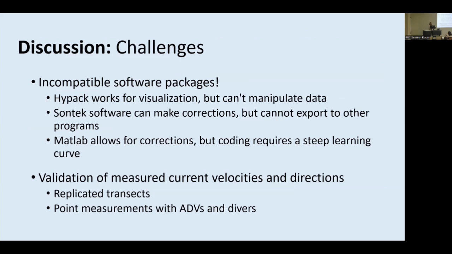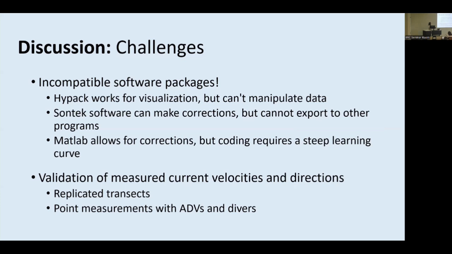On to my discussion, some of the challenges we've been facing so far. All of these softwares are incompatible with each other. So HiPack works great for visualization, but we can't manipulate the data. The Sontec software RSQ can make corrections, but then we can't export those into other programs. And MATLAB, which we've decided to use, allows for these corrections, but the coding requires a steep learning curve.